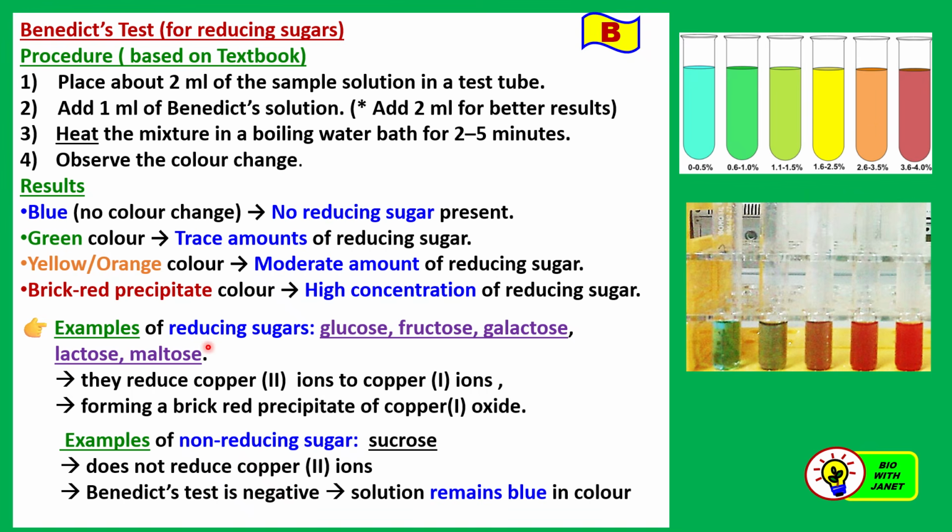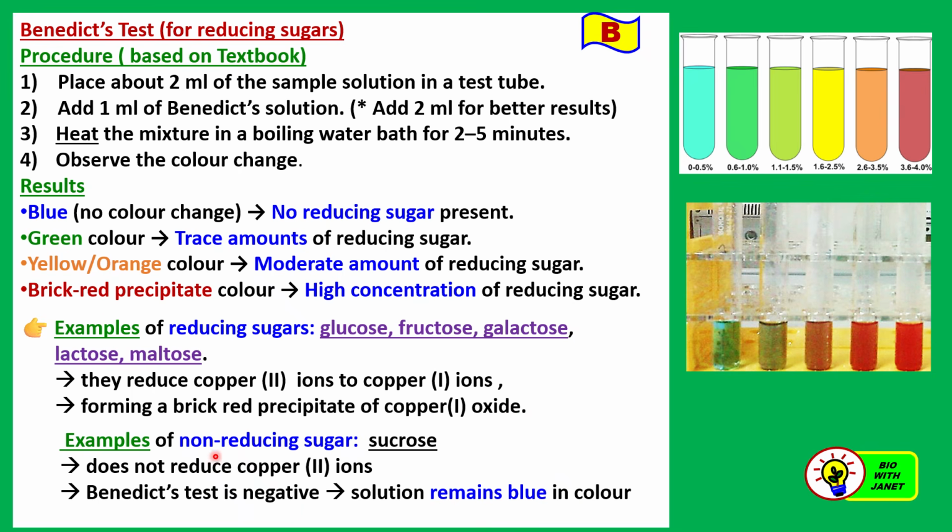sugar. So what are the examples of reducing sugars? Glucose, fructose, galactose, lactose, and maltose. They reduce copper 2 ions to copper 1 ions. Okay, copper 2 ions in the Benedict's solution to copper 1 ions, and that's how the brick red precipitate of copper 1 oxide is formed.